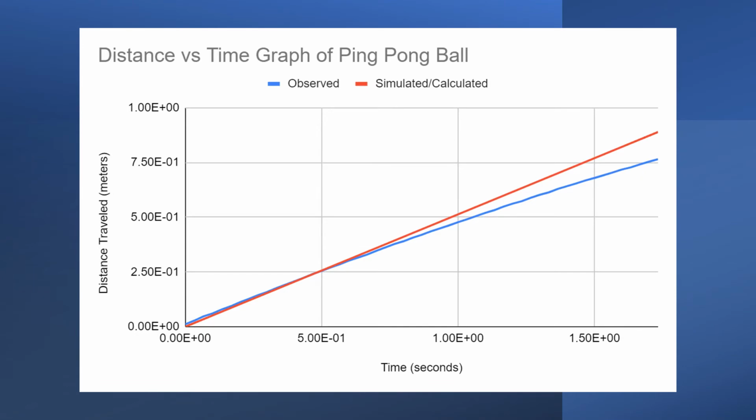Both datasets from the observed and calculated values of the displacement of the ball over time are plotted in this Google Doc. In the graph comparison, it is evident that there are differences in the simulated motion of the ping pong ball and the observed motion of the ball. One initial observation of the graph of the displacement versus time for the video compiled by Tracker is that it is concave down a bit throughout.